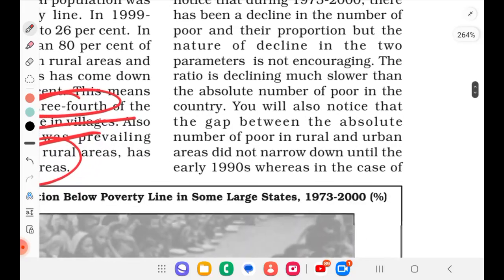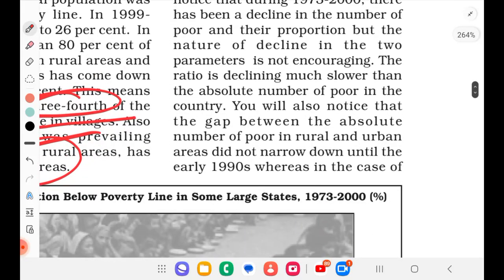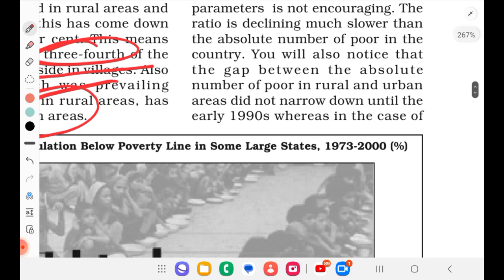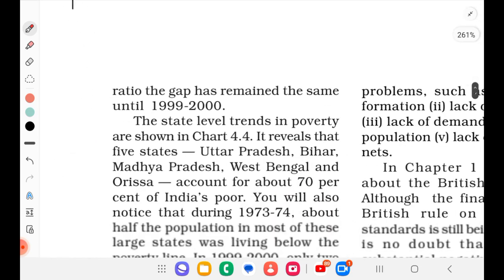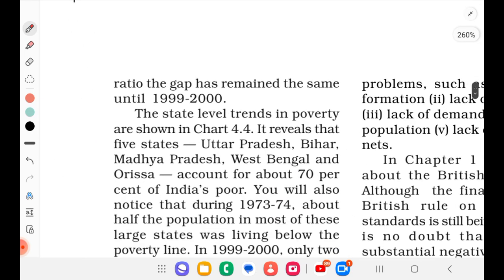You will also notice that the gap between the absolute number of poor in rural and urban areas did not narrow down until the early 1990s, whereas in the case of ratio, the gap has remained the same until 1999-2000.